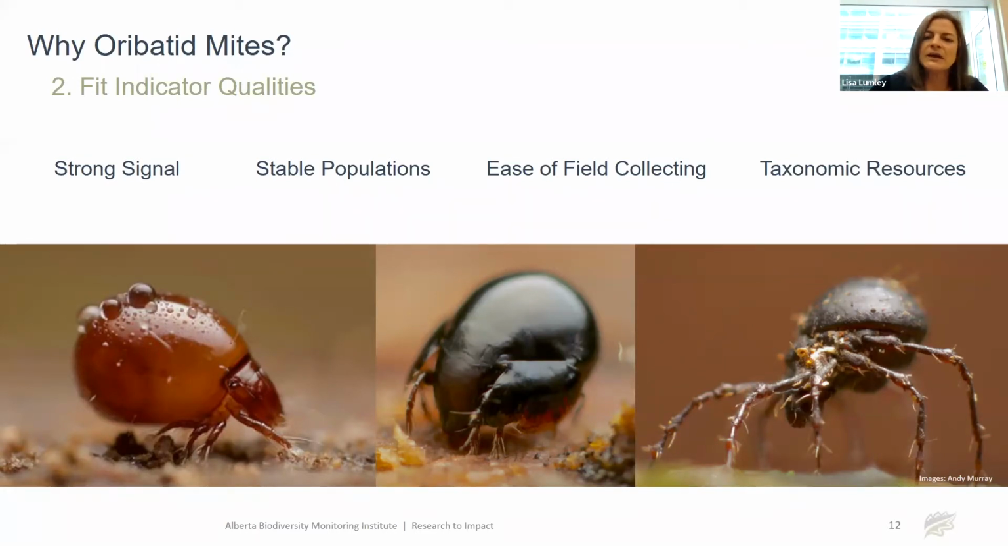They're easy to collect, so we have easy protocols that make it so that they can be sampled quickly in the field with a single visit using those soil collections and then identified in the lab. And we have the taxonomic resources to identify them. So this all makes it so that we can actually do the job.